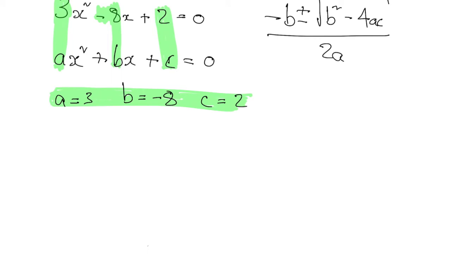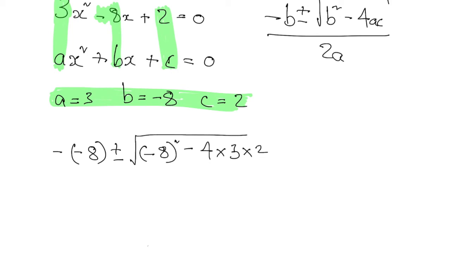Substituting in the three values into the quadratic formula, we have minus b. Now minus b is a value of -8, so careful about the double negative sign, plus or minus the square root of b squared, so that's -8 squared, minus 4 times 3 times 2, all divided by 2a, 2 and a takes a value of 3.